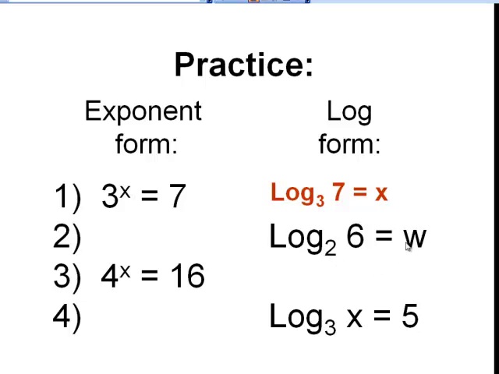Okay, this is 2 to the w equals 6. 4 to the x equals 16, so it's log base 4 of 16 equals x. This will be 3 to the 5th is equal to x.